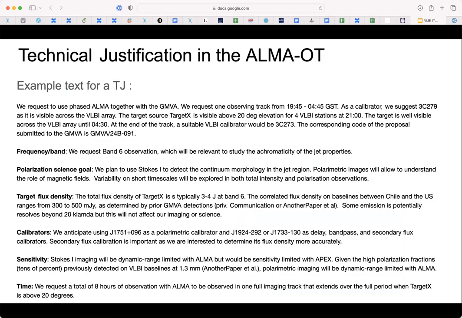I've put together a text for technical justification. This is a bit on the long side. It doesn't have to be that long, but it shows various examples of things that can be mentioned. This is a fake technical justification, and it's certainly not a template. So you do not need to fill everything if it's not relevant for you, but it gives you an idea and a feel for the type of information that needs to go into the technical justification of the ALMA OT.